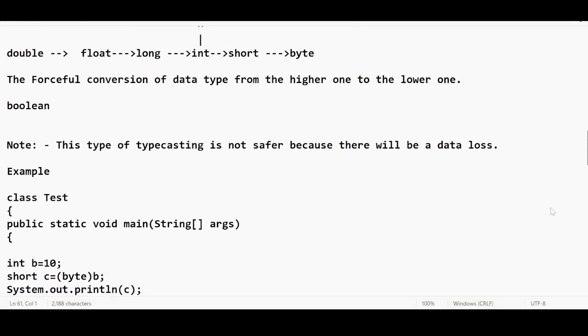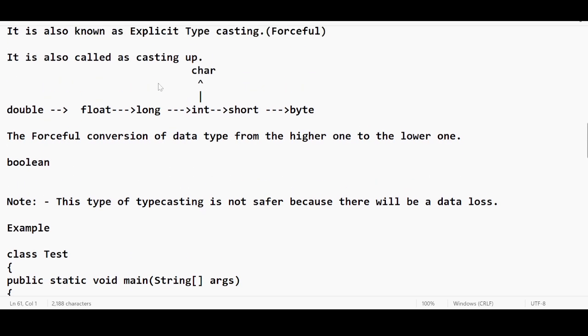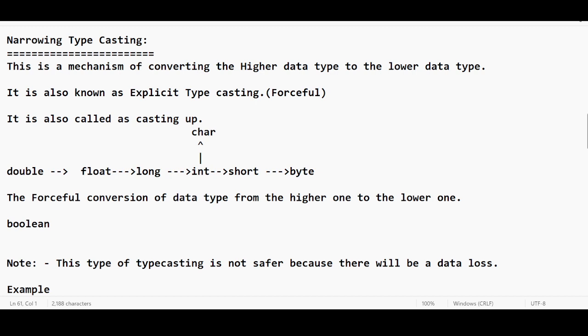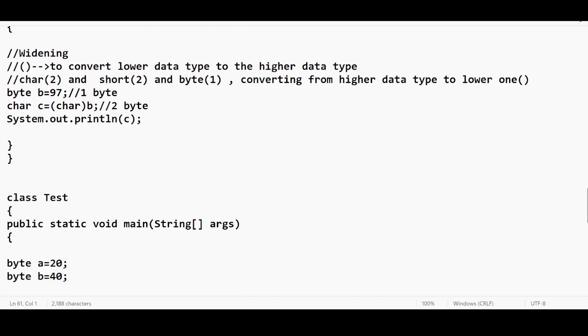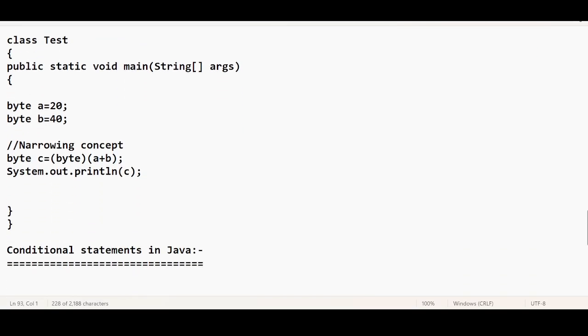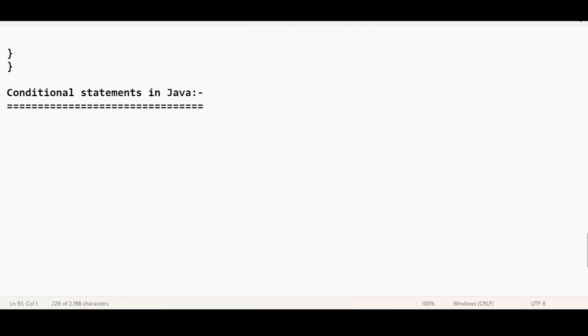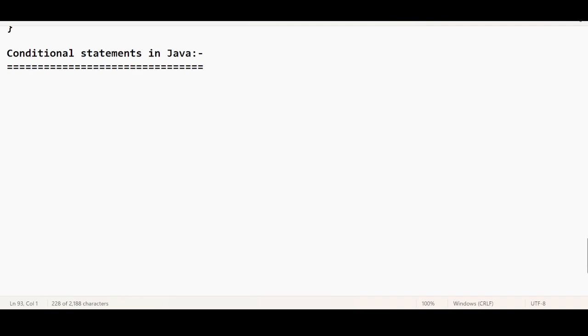So it is usually not recommended, but there are some cases in the future where we will choose narrowing typecasting. After completing the basic concepts, when we start preparing programs, we will implement this concept in a better way for better understanding. And these are the examples that we have discussed. So this is one of the typical examples. And today the new topic is going to be conditional statements in Java.